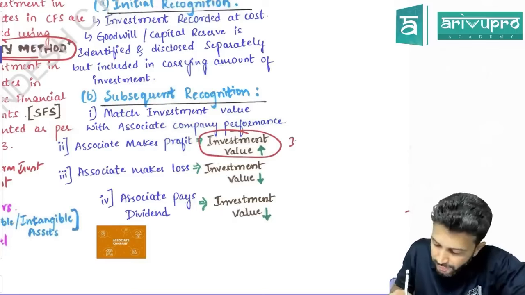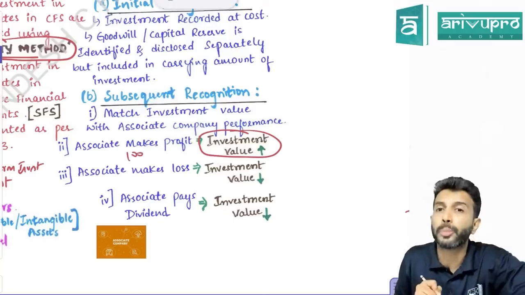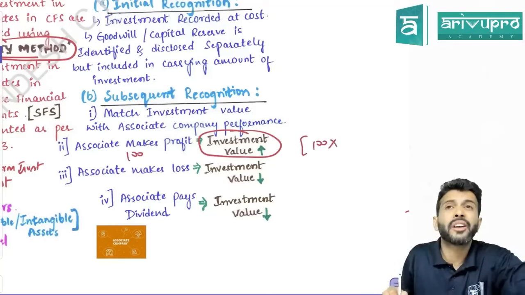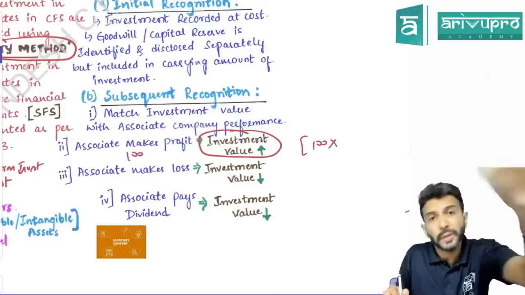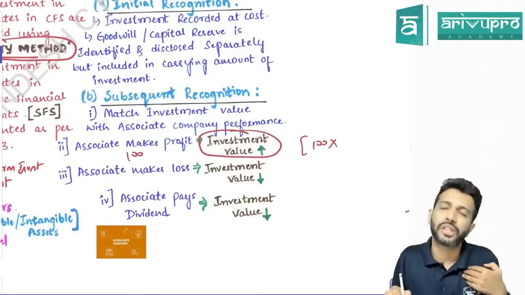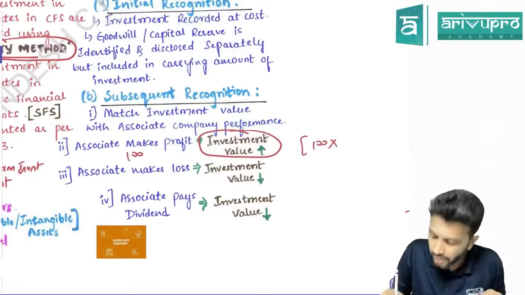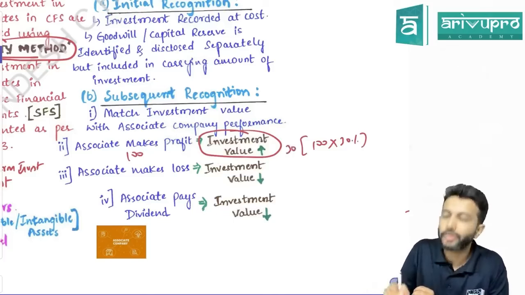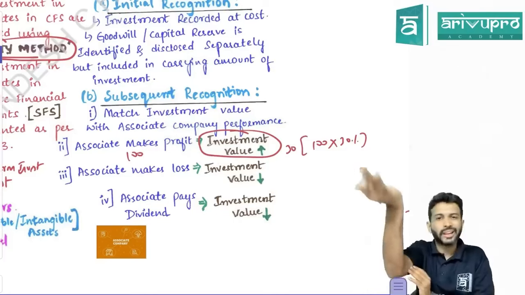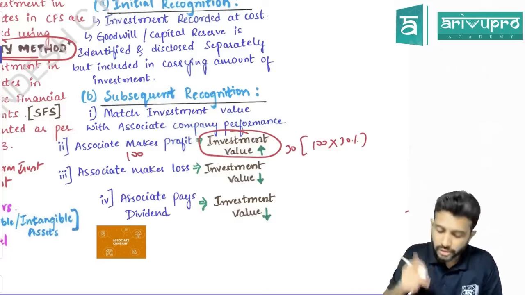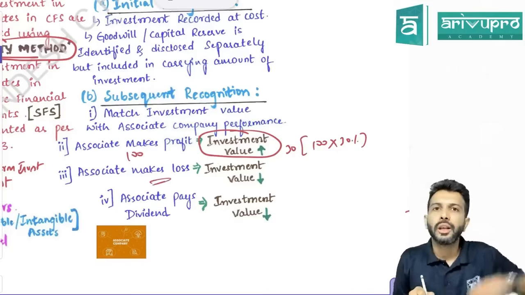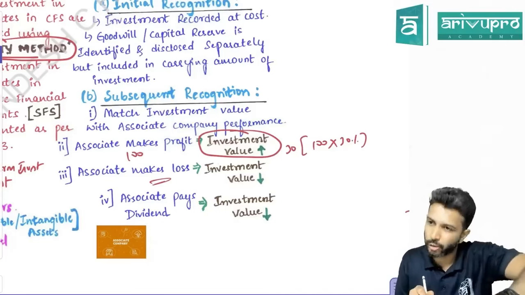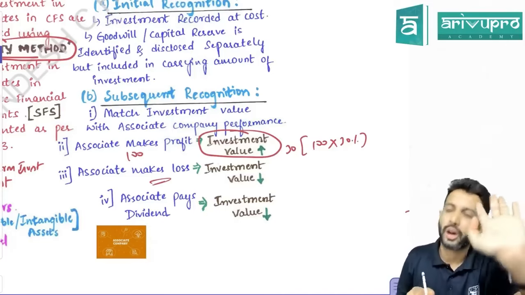If you own 30%, suppose an associate company made a profit of 100 rupees. Don't increase your investment by 100 rupees. If profit increases by 100 rupees, net asset also will increase by 100. Will you get the entire 100 or only your share? Your share. The investor has full control or only 30%? So 30% of 100 is 30 rupees. Your investment will increase by only 30 rupees. Only your share of profits you increase the investment value by. Similarly, if the associate company makes a loss, net asset will reduce. So should your investment value reduce by the total loss or only your share? Only your share.